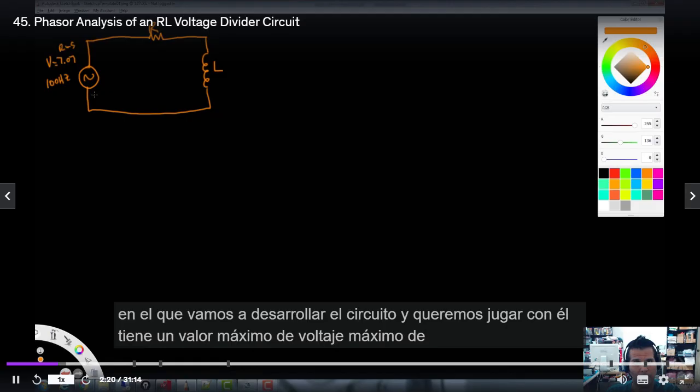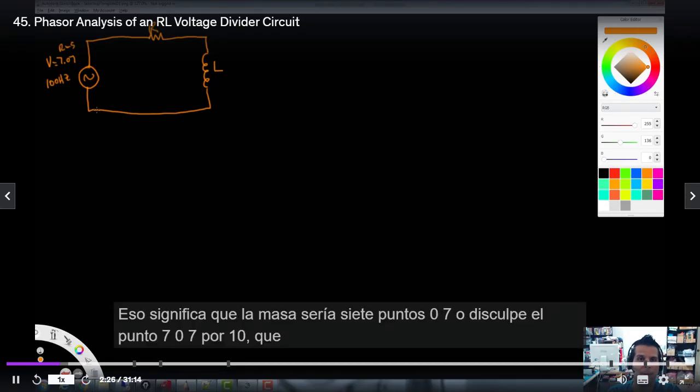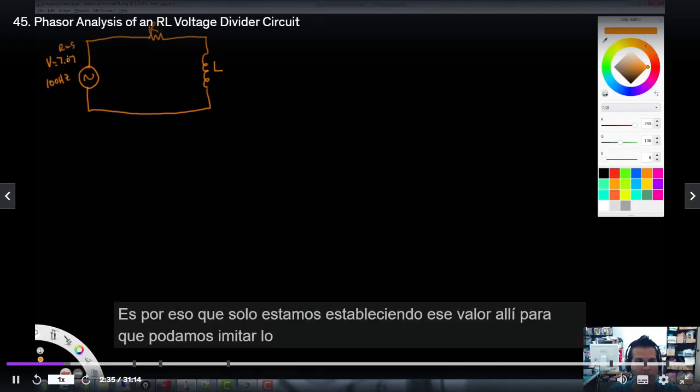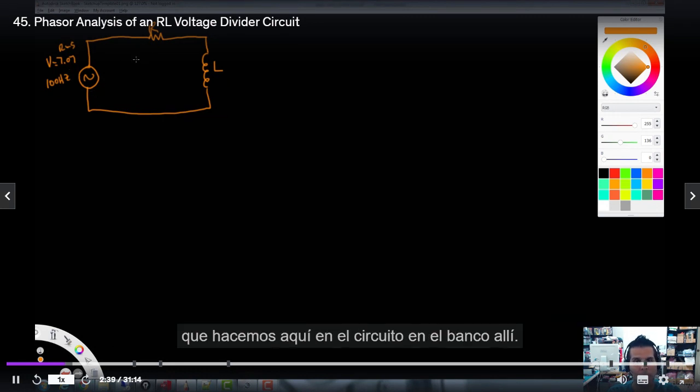The reason I say 7.07 is that the particular signal generator we're going to develop the circuit on has a maximum peak voltage value of 10 volts. That means the RMS would be 0.707 times 10, which is 7.07 volts. So that's why we're setting that value, just so we can mimic what we do here in the circuit on the bench.